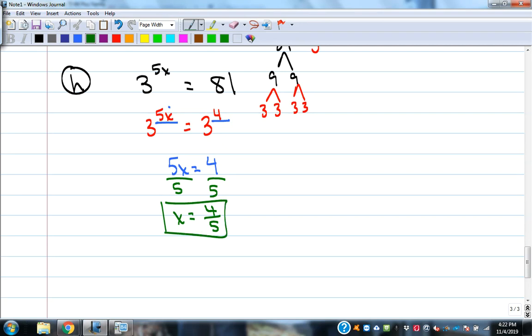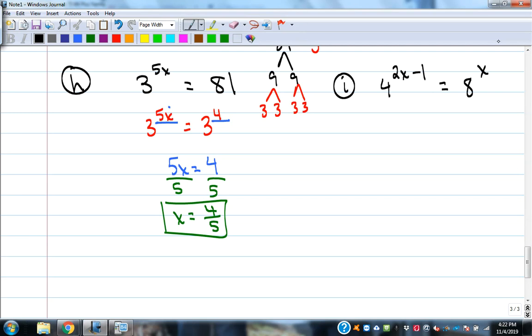So if the base that the variable is on as the exponent is prime, then you know you've got to try to get the other side to be that same base. Where it gets a little bit more difficult is when you have something like this. 4 to the 2x minus 1 equals 8 to the x.